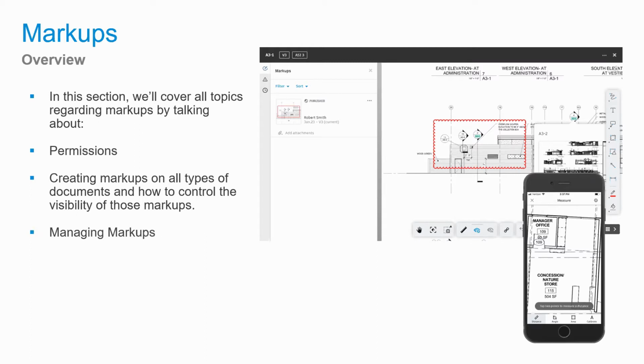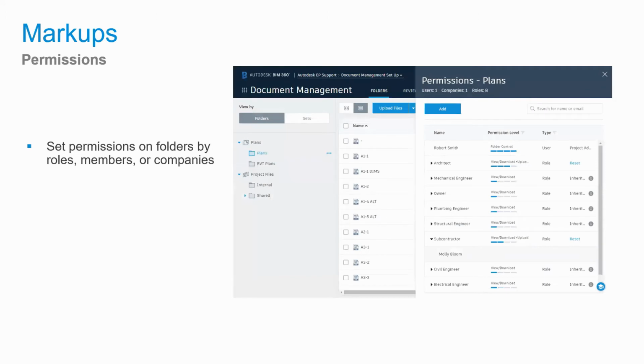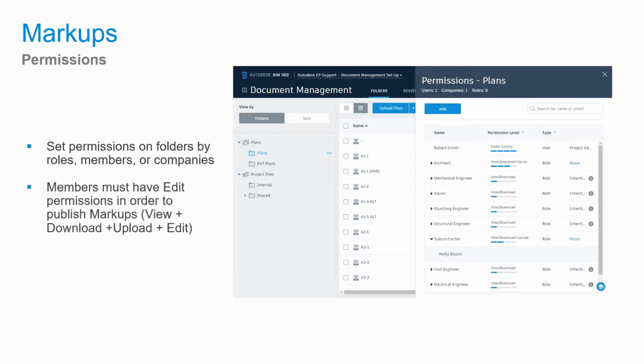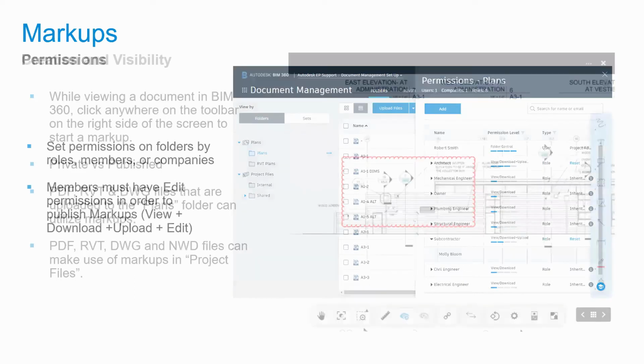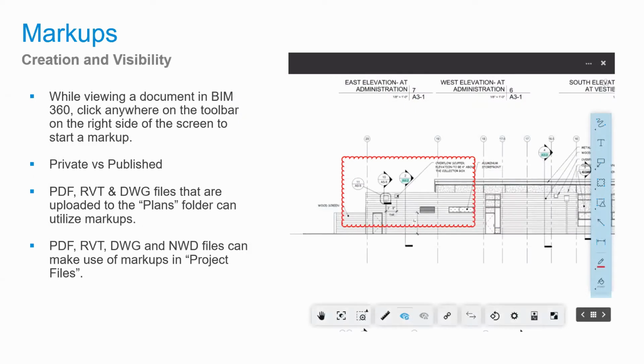So if users are unable to provide markups, start with verifying their permission levels for the folder being used for the markups. And members must have edit permissions in order to publish markups. That is view, download, upload, and edit. Markup functionalities: we have clouds, dimensions, and other 2D shapes. We have arrows, there's text, highlighters. Multiple items can be attached to a single markup. Example, a single markup can contain both text and a dimension.